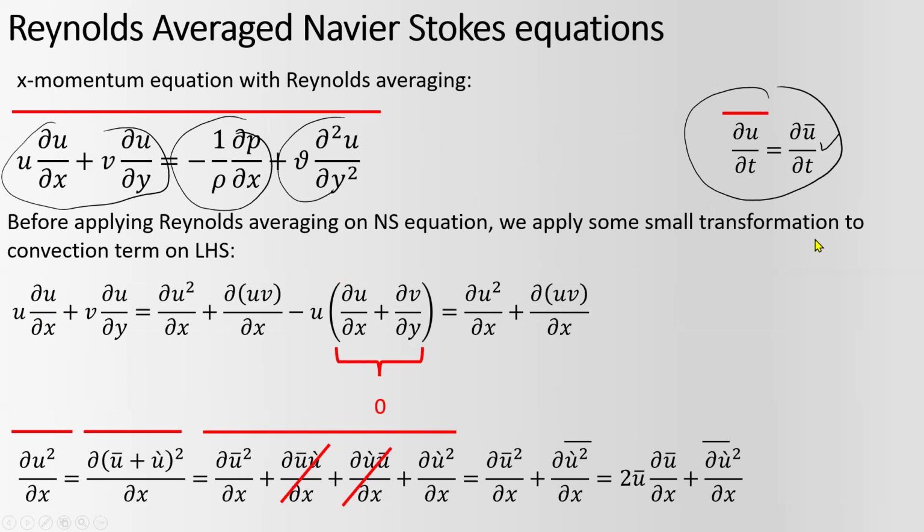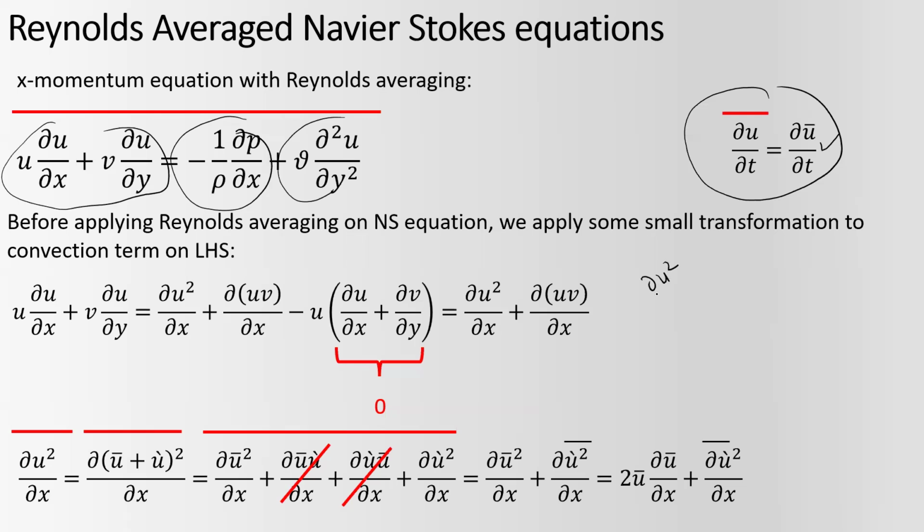We are applying some transformation here. I'm taking this term, which is the convective term. I'm saying that u ∂u/∂x plus v ∂u/∂y, I can write as the partial derivative of u² with respect to x. Why is this so?